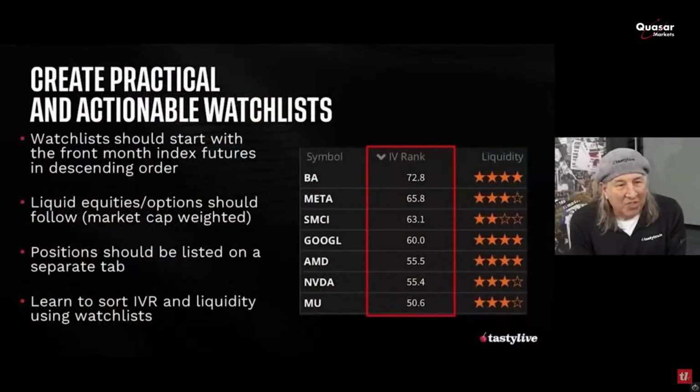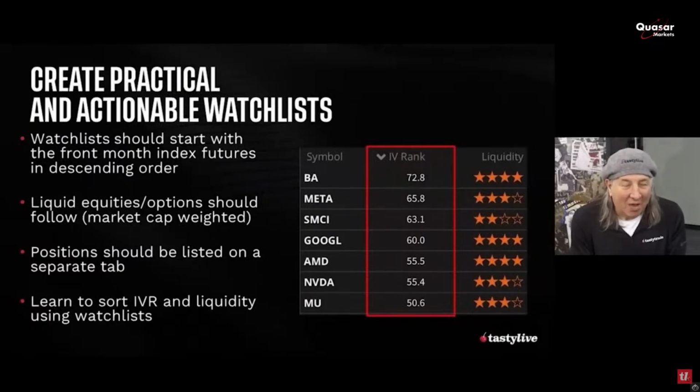Monitoring your positions, how to set that up, how to do that, adjusting your positions, closing and rolling those positions, and redeploying capital.